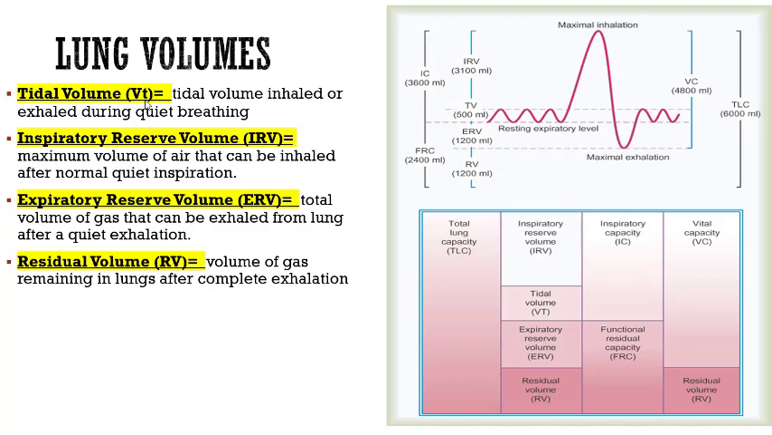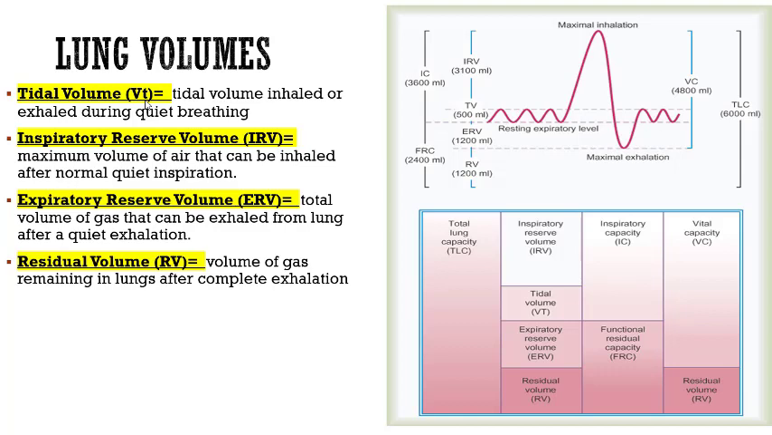Your expiratory reserve volume, or ERV, is the total volume of gas that can be exhaled from the lung after quiet exhalation. So think of that as the reverse. So you exhale normally, just like your normal breath out, and then you force yourself to keep breathing out until you can't breathe any more out. That is considered your expiratory reserve volume. Your residual volume, or RV, is the volume of gas that remains in your lungs after complete exhalation. Now this ties back into the previous PowerPoint where we talked about PEEP.